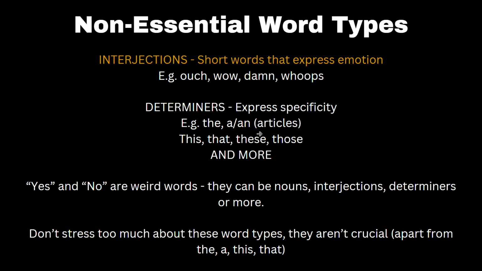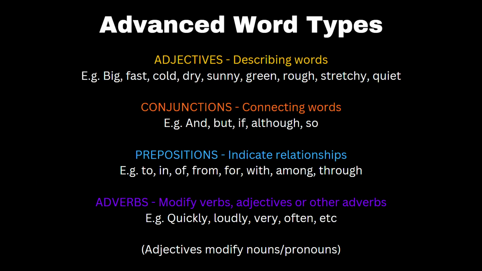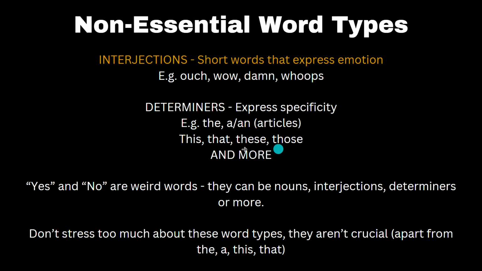Determiners are words that express specificity. Technically, determiners can kind of be a type of adjective, which is a word type we're about to talk about, but I like to keep them separate just because you learn determiners fairly early on in language learning. In my opinion, I think that's a good idea, but adjectives, not so much, just because adjectives are a little bit more complicated. So determiners express specificity. The best example of a determiner are the words the and a. For example, the dog, a dog. Those are words that express what you're specifically referring to.